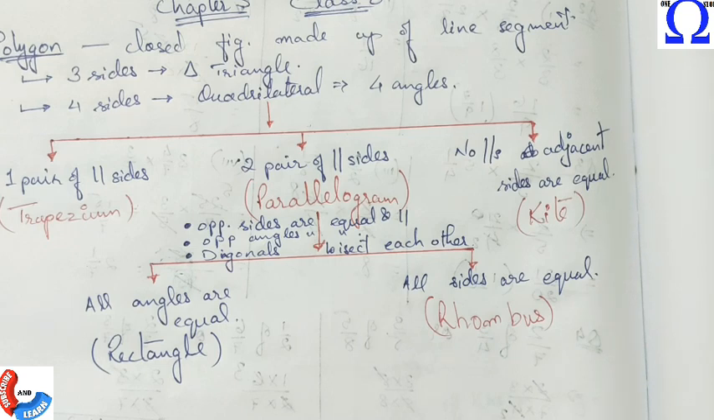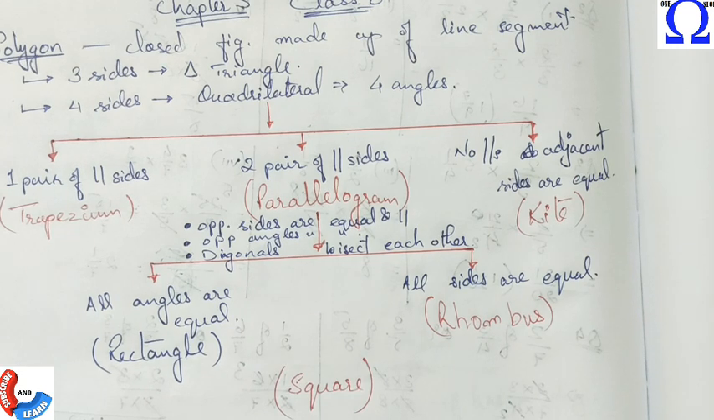Understood? Now you might think, where is the square, right? So I am putting the square here because a square is a special type of rectangle, because it will have all these four properties. Also, a square is a special type of rhombus because it has this fifth property also, that is all sides are equal. That means a square has all these five properties as written in the chart.